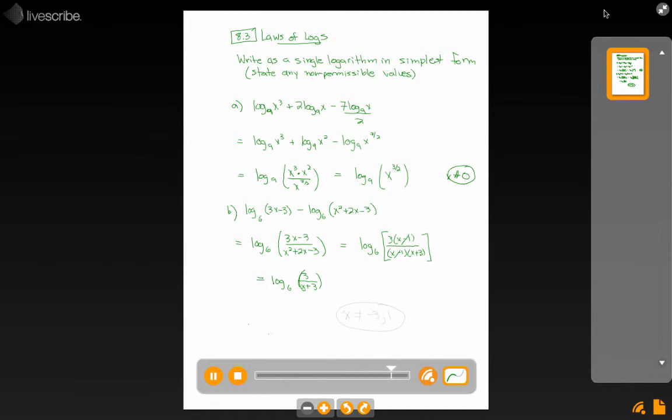To state non-permissible values, I don't just state that x can't equal negative 3. That's true. But also earlier in the question I had an x minus 1 in the denominator, which means x can't equal 1 either. So those would be my non-permissible values. Again, you can't log a negative number, so there's other restrictions on x, but for non-permissible values, that's what we have.